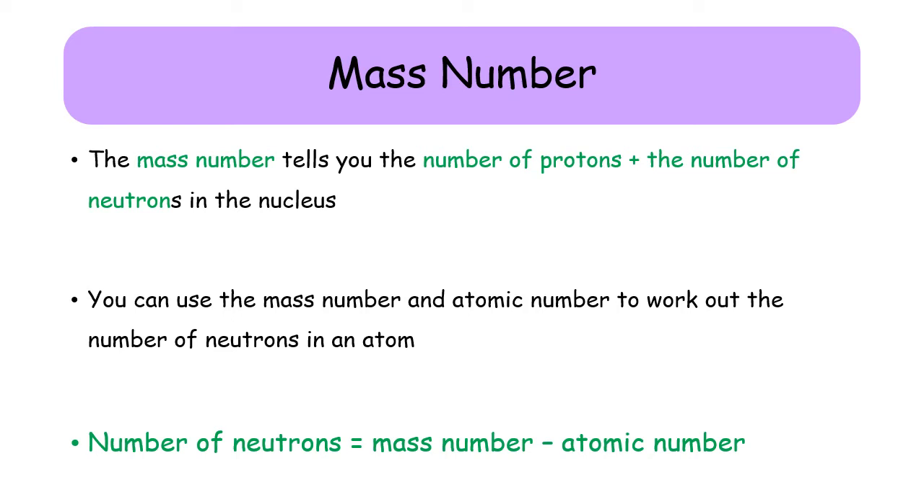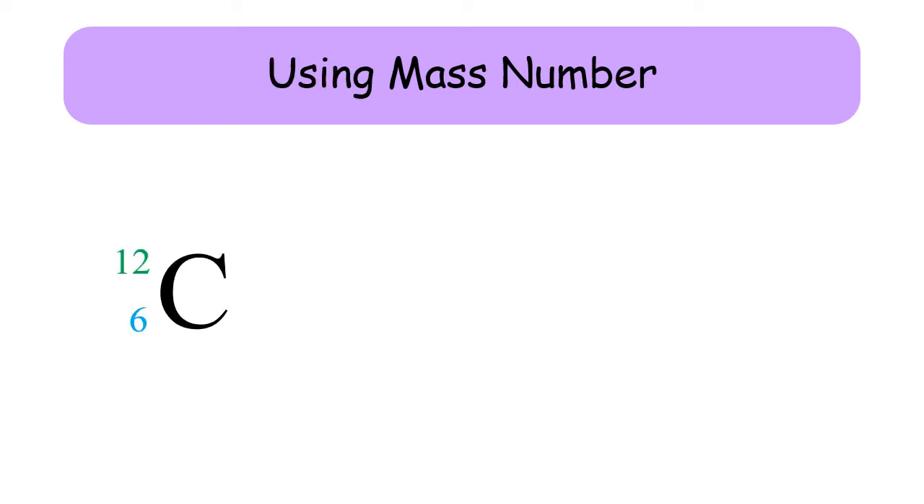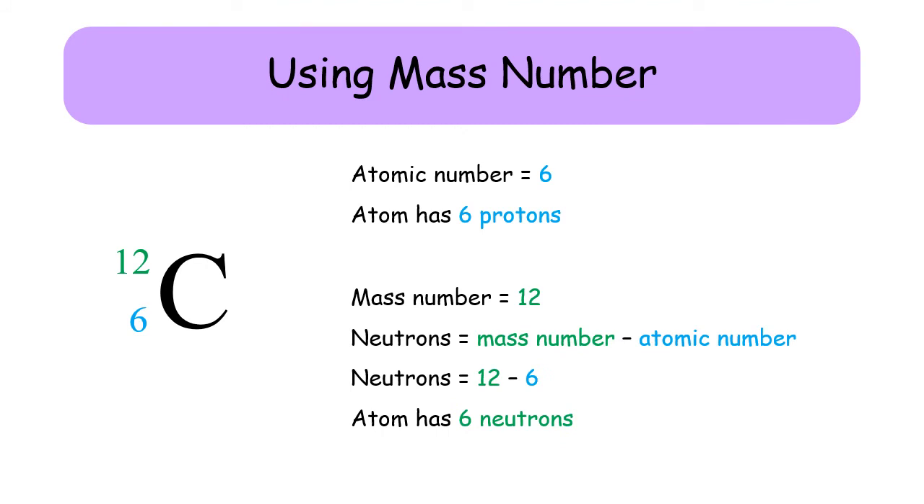So the number of neutrons is your mass number, your big number, minus the atomic number, the smaller number. So here we've got carbon, it's got a mass number of 12, it's got an atomic number of 6. Now, the atomic number tells us the number of protons, which is 6. Our mass number is 12. Our neutrons is our mass number minus our atomic number, big number minus small number. 12 minus 6, so it has 6 neutrons.